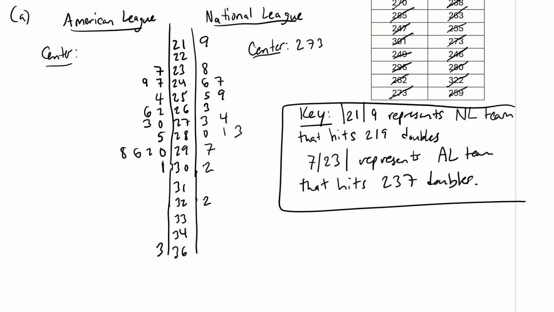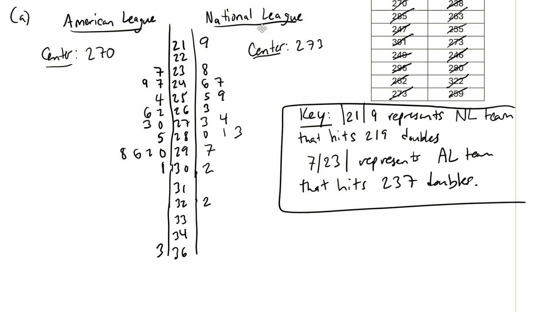Okay, so we got 1, 2, 1, 2. So it looks like it's 270, because that is at that zero, right? Okay, so it looks like 270 for that one. So the center is 270. So you can clearly see which one won out. It appears that the National League won out here.